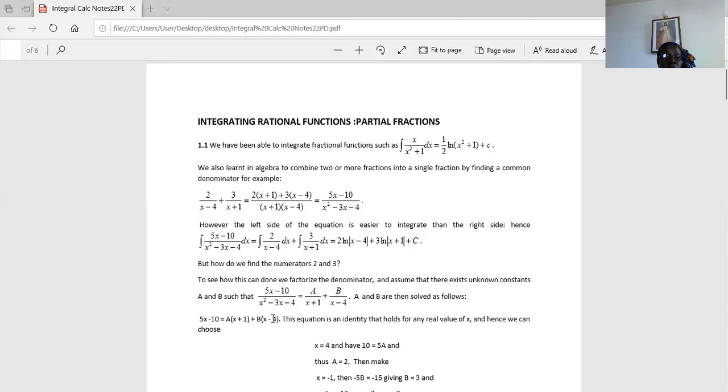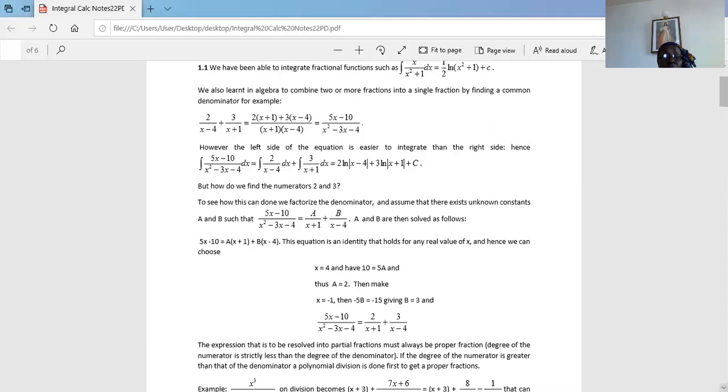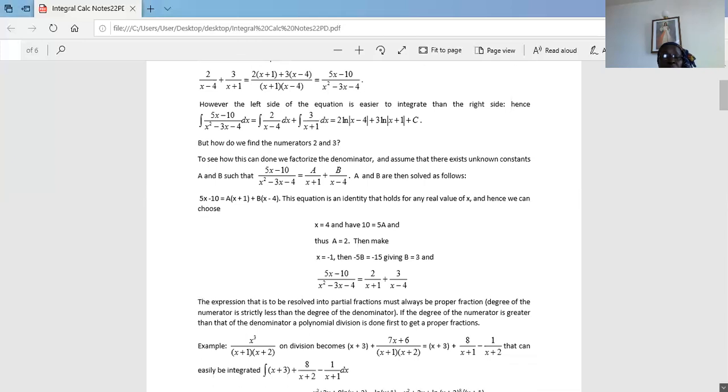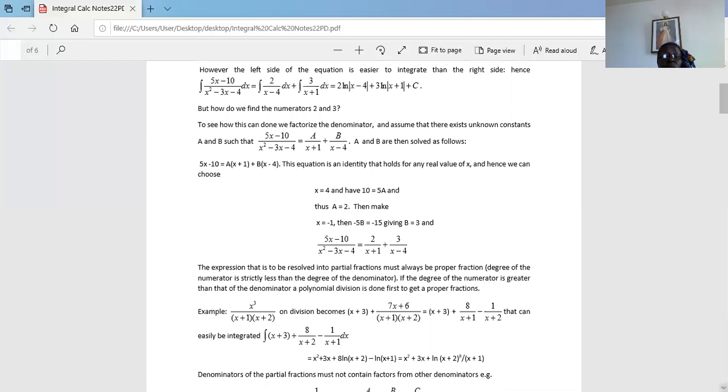If you want to make this 0, then we assume x is equal to 4. Or we can make this 0 and assume x is equal to -1. Then we substitute and get the remaining unknown. So from there we have a equal to 2 and b equal to 3. And hence the two partial fractions are 2 over x plus 1 and 3 over x minus 4. And that is what we integrate, because integrating the original fraction will involve a lot.